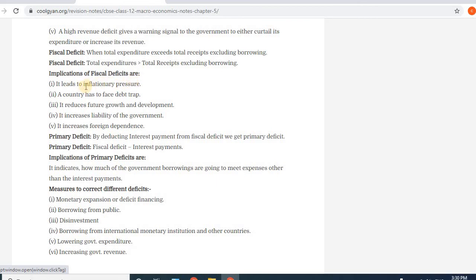inflationary pressures. A country has to face a debt trap. It reduces growth and development. It increases liability of the government. It increases foreign dependence.